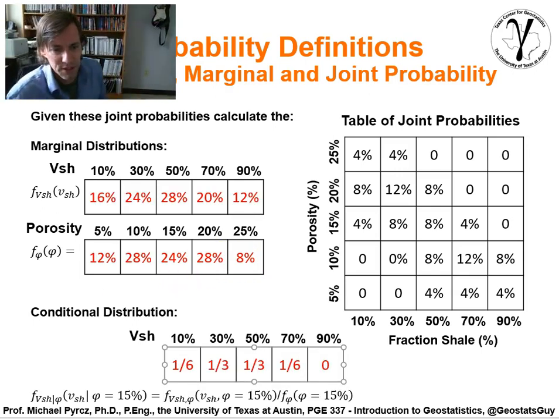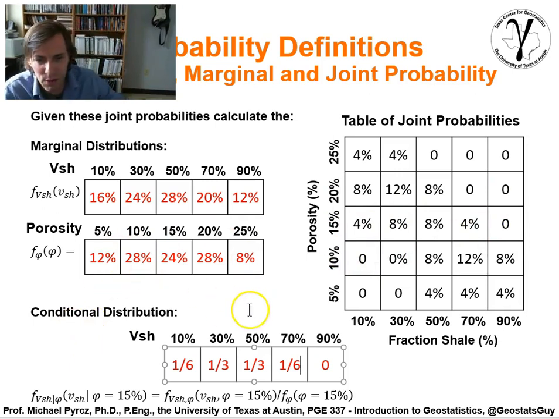All right, so here are the answers. First of all, the marginals are pretty straightforward. If I want to calculate a marginal V shale, or fraction of shale, 10%, 30%, 50%, and so forth, remember, I'm not concerned about porosity whatsoever. I don't care about the porosity values. The marginal only considers one event at a time. So all I have to do is sum all of these joint probabilities. I'm integrating over them, and that's the result. So I've got 4 plus 4 plus 8, 16%, and so forth. So I'm just summing down to get this marginal. To get the porosity marginal, I'm just summing across to get that marginal right there, and these are the values.